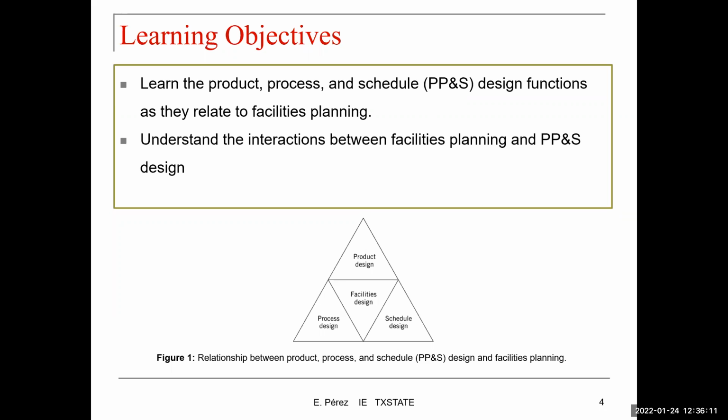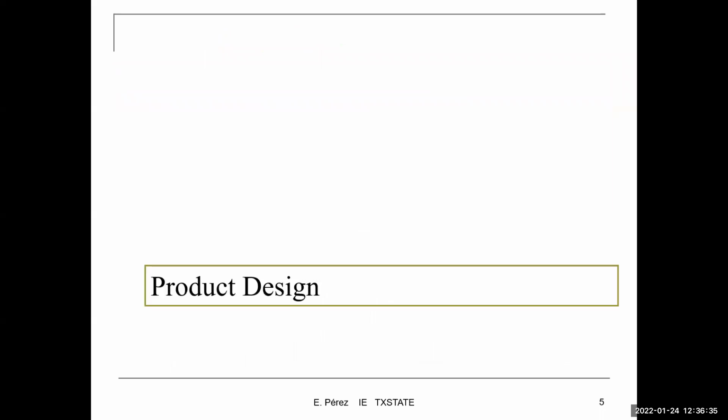And the second objective is to understand the interactions between the facilities planning and the product, process, and schedule design. So as I explained, if you look at figure 1, there's a relationship between product, process, and schedule design and facilities planning. So facilities design is in the middle of these 3 design parts. So let's begin with the product design. In this lecture, we're going to touch on each one of them.